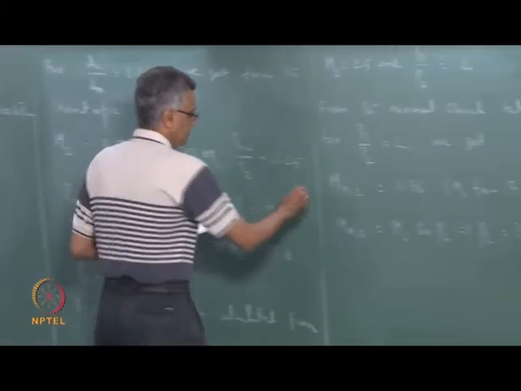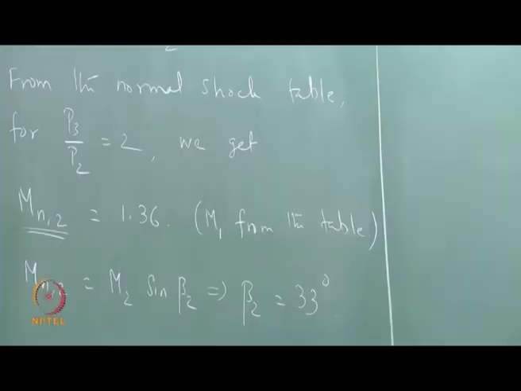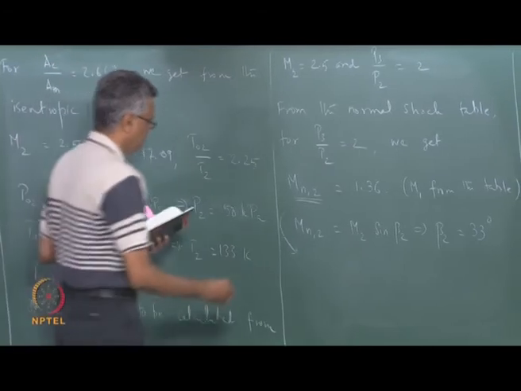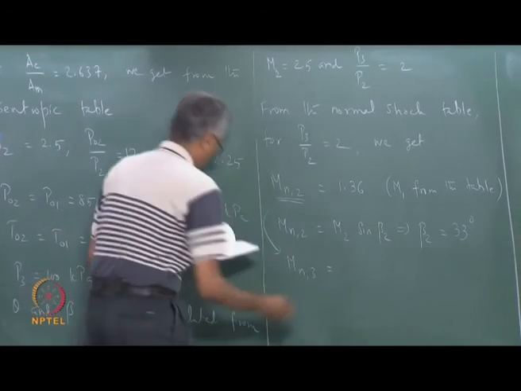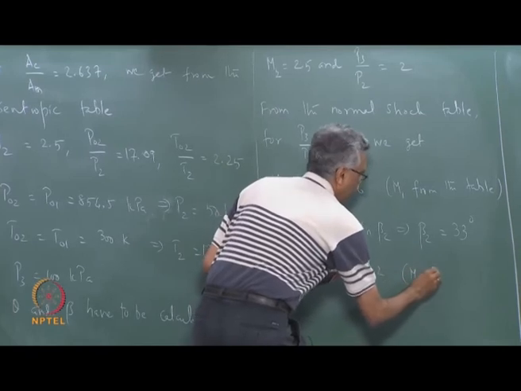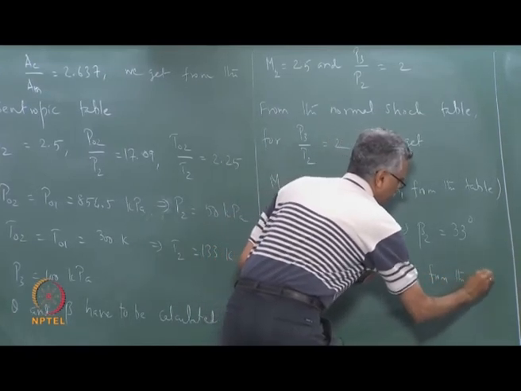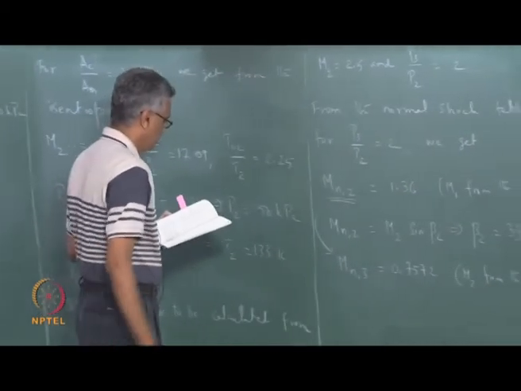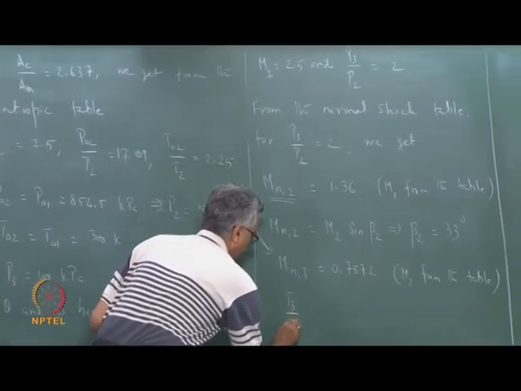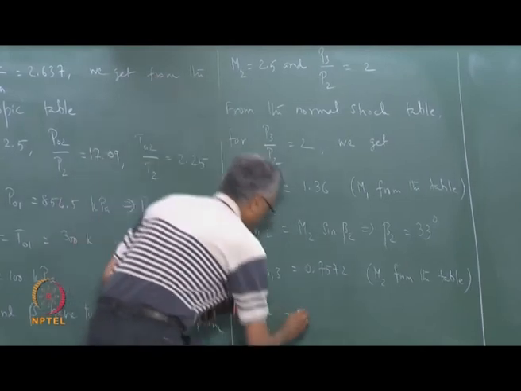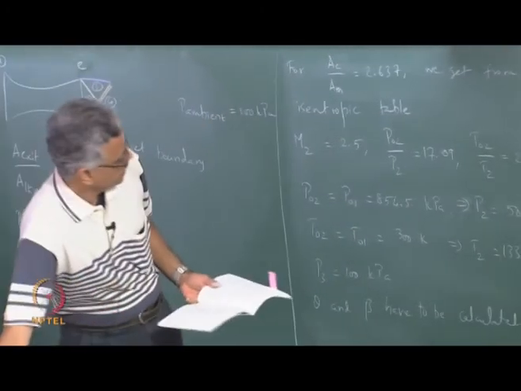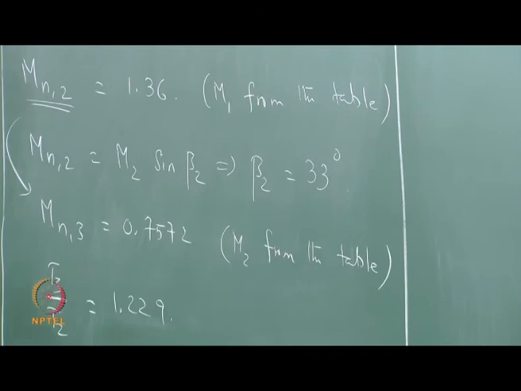Okay. In addition, we are also allowed to retrieve from the normal shock table other quantities, which are Mn3 is equal to 0.7572. So this will be labeled M2 from the table, right. And we are allowed to retrieve the ratio of static temperatures T3 over T2 is equal to 1.229. Okay, so these are the quantities that we are allowed to retrieve from the tables.